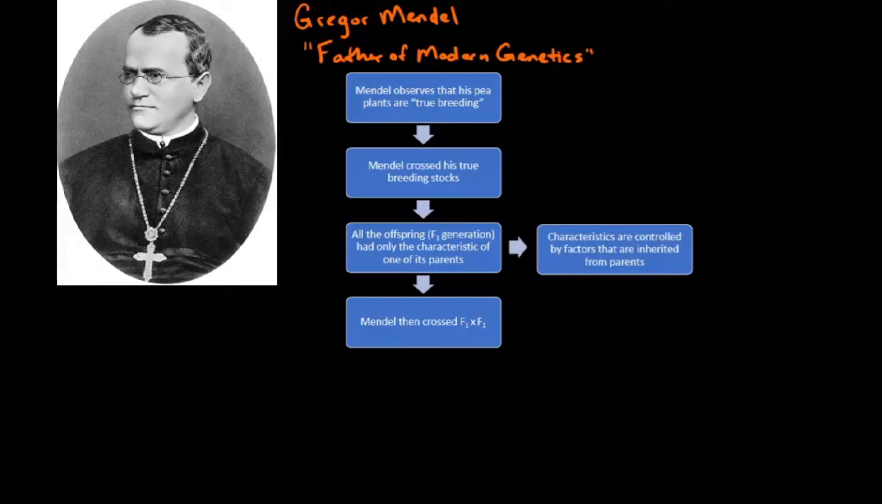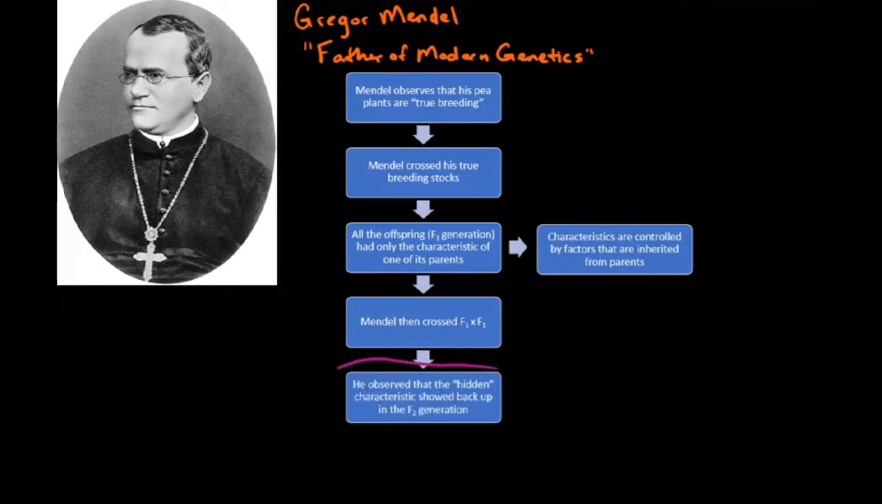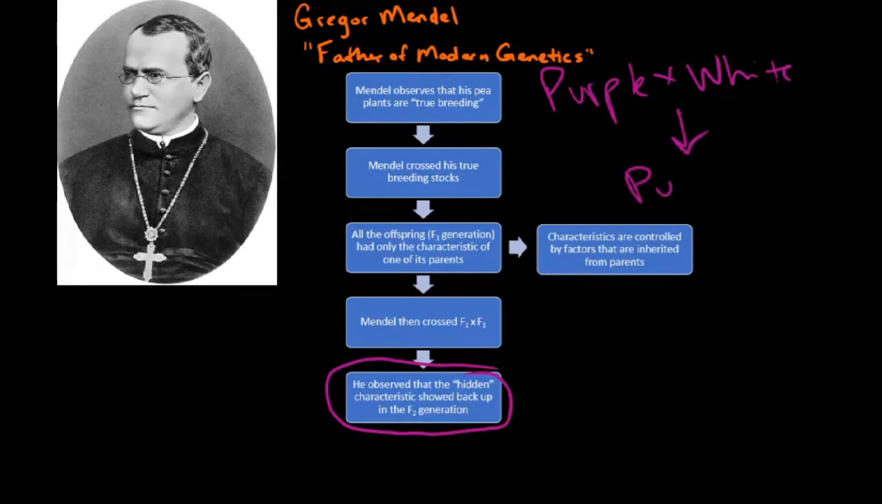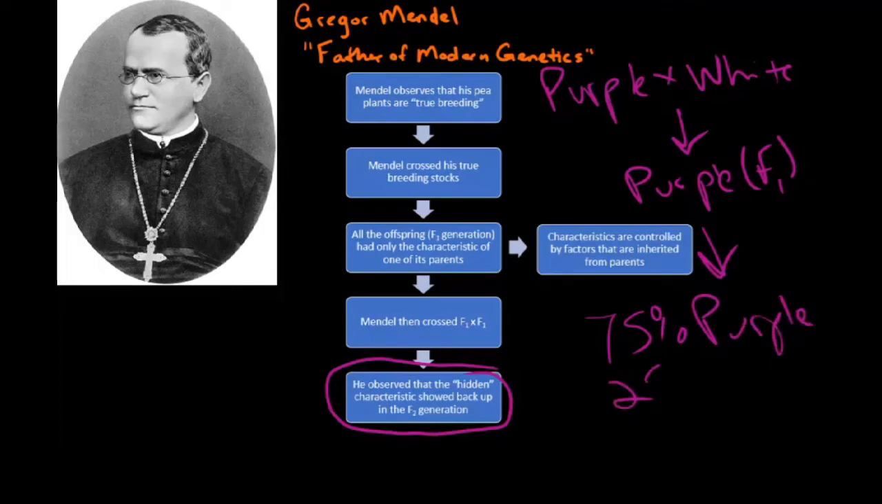And in every single one of these, these F1 crosses with each other that produced what we call the F2 generation, he observed this, the hidden trait. It showed back up in the F2 generation. So we crossed purple with white, right? Purple and white. We get all purple. This is F1. What if we cross this with itself? Well, now all of a sudden we get about 75% purple, and we get about 25% white in what we would call the F2 generation.